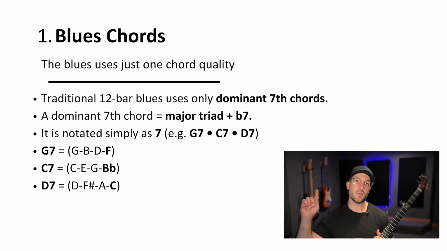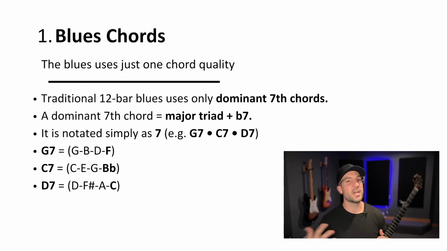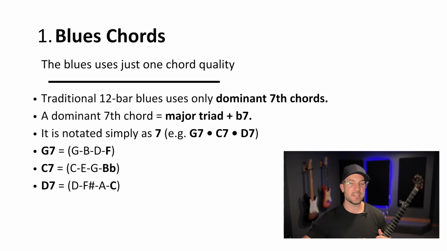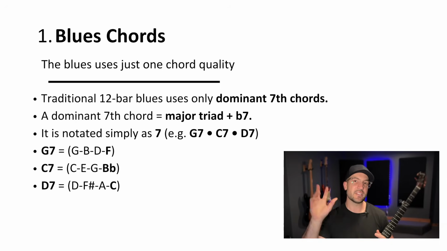Well, first thing, we only use one chord quality, and that is the dominant 7 chord. A dominant 7 chord is just a major triad, the first, third, and fifth notes of a major scale, with the flat 7th added at the end. Something confusing about the dominant 7 notation is that it's just called a 7 chord. So for instance, G7, C7, D7 imply a dominant 7 chord.